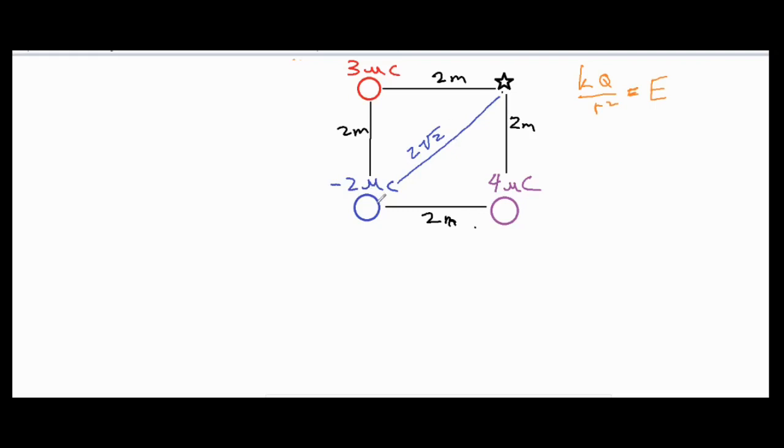Okay, now we have our separation distance for the blue charge as well. So let's go ahead and find the E field for all three of these, and then we're going to use those 3 E fields to get one final net E field.